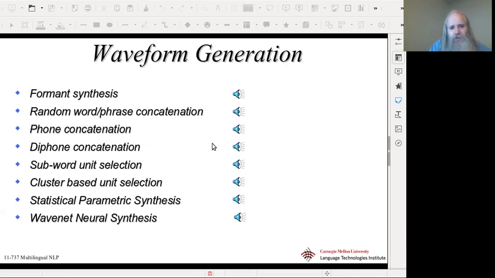So maybe what we want to do is record the same person in the same acoustic environment, get all of the phonemes, and then try to piece them together, and we get something like this.